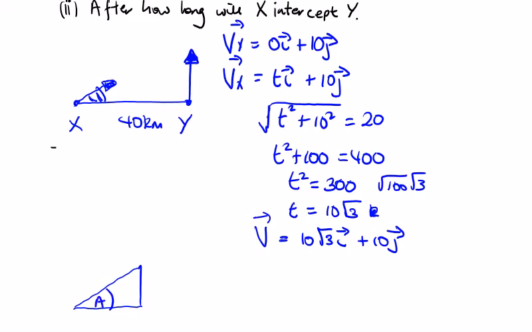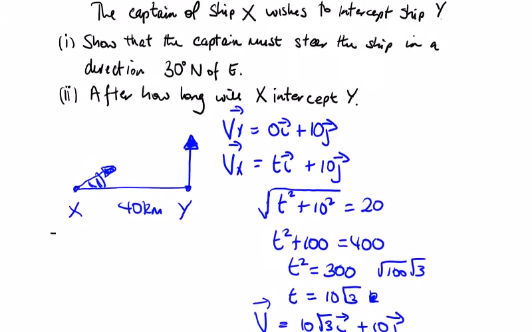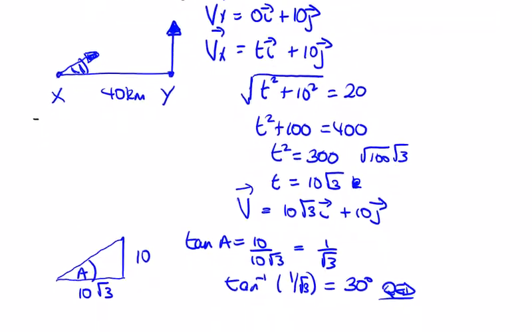So my angle A, my opposite is my J, so my 10 and my 10 root 3. The tan of A is equal to opposite over adjacent, which is equal to 1 over root 3. So the inverse tan of 1 over root 3, you all already know all this, is equal to 30 degrees. And that's what we were asked to show. So quod erat demonstrandum. And after how long will X intercept Y?